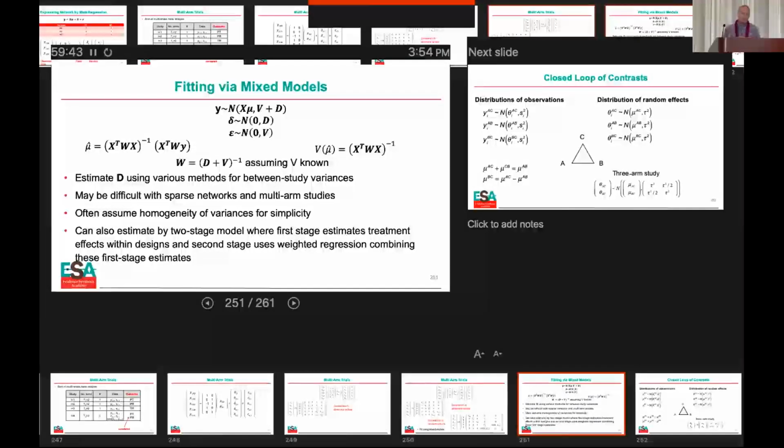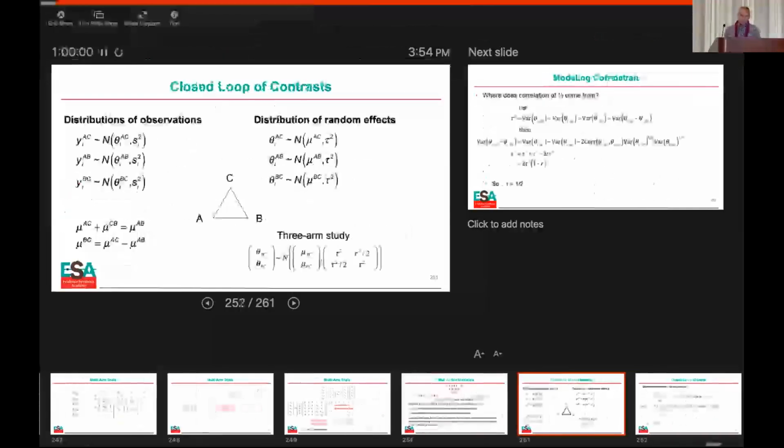So oftentimes these models are simplified to assume that all the variances are the same. So that, for example, tau squared AB and tau squared BC are the same. And if you make that assumption, you also have the assumption that the correlations all become a half. So here's an example where we have an AC study, an AB study, and a BC study. It's a 3-arm study. And we're going to assume that the variances are all the same.